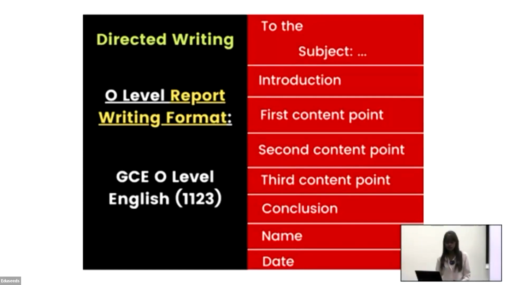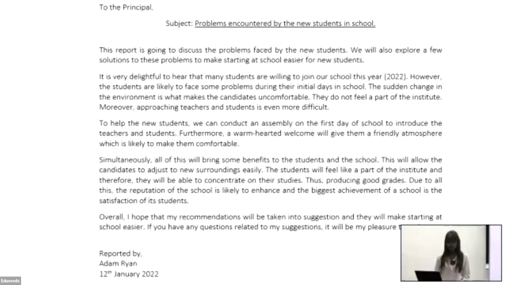Then you have your introduction, first content point, second content point, third content point, conclusion, and then followed by your name and date. Since this is a report, you need to mention your name. Who has written this report? So you can put "Reported by" and you provide your name and the date. So this is the outline of report writing. This is a sample of an essay. You can have a look.